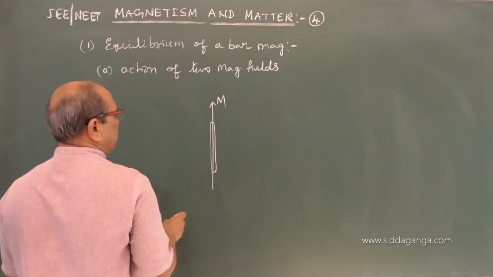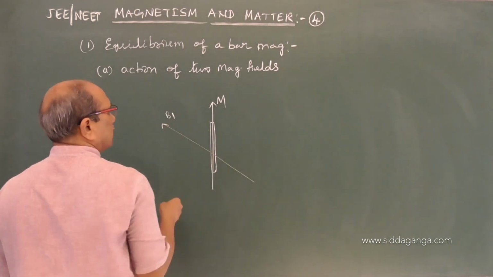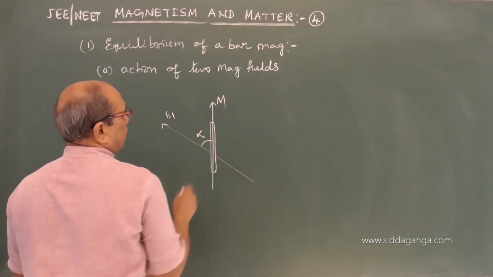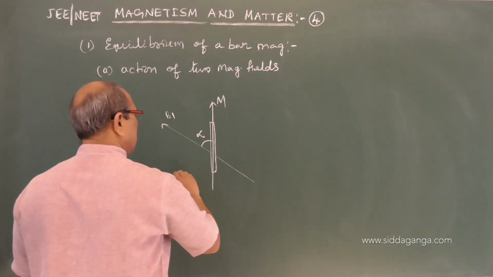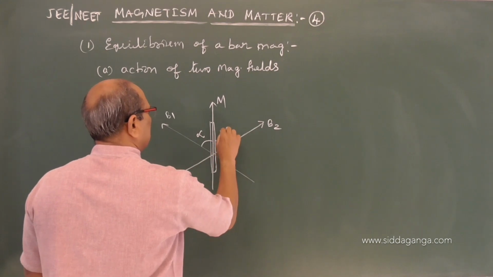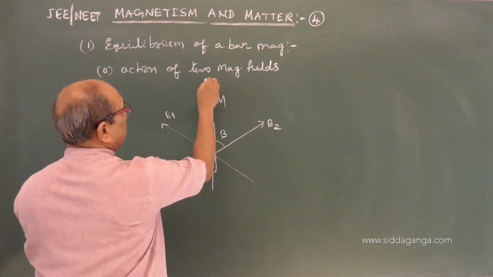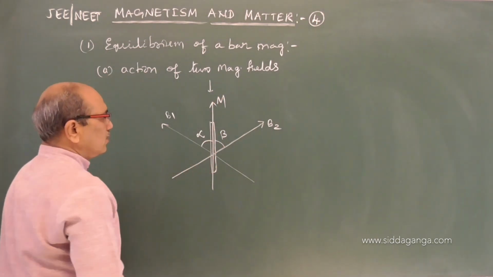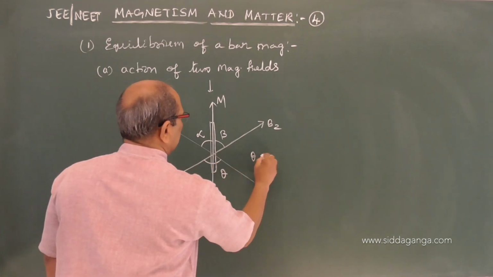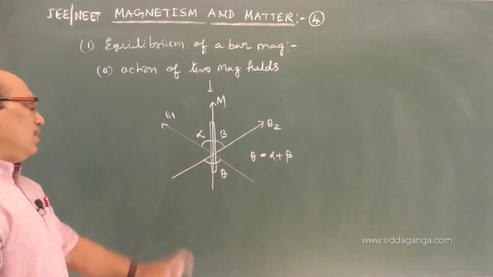When I apply one field B1, it may be pulled towards this by an angle alpha. But at the same time, another magnetic field B2 applied can pull towards the right by beta. Under the action of B1 and B2, it comes to an equilibrium position if the angle between them is theta, so that theta is equal to alpha plus beta. We can have a relation.